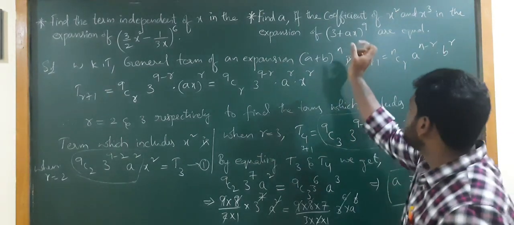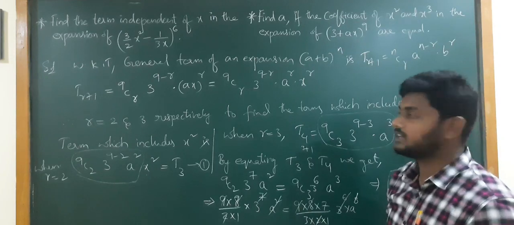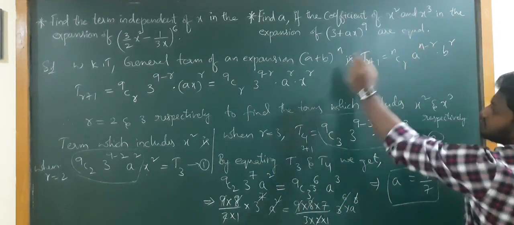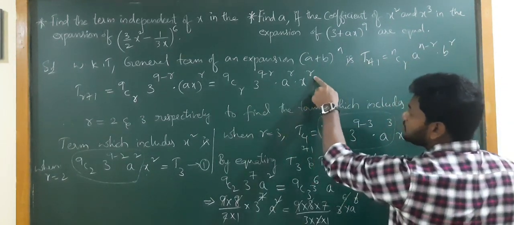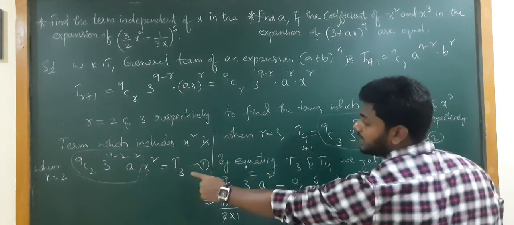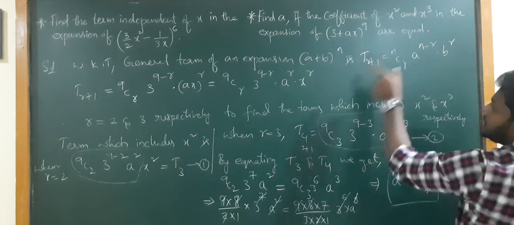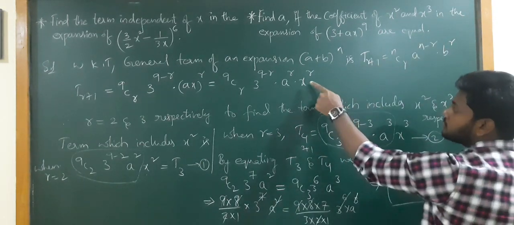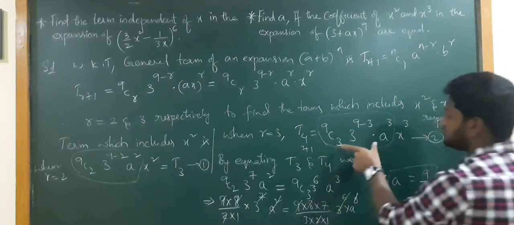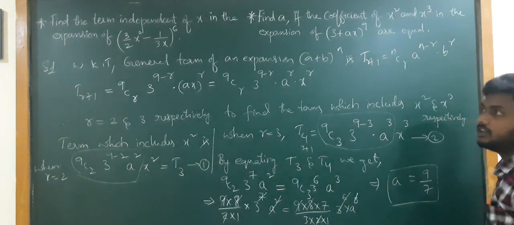See what they said is, the quotient of x square and x cube in the expansion are equal, then we need to find the a. To find the quotient of x square, in the general term, r should be equal to 2, right? Then only it will become x square. So r value equal to 2 will give the T3 term. Next, to find the quotient of x cube, first it should be a term which includes x cube. So if it should be x cube, r value equal to 3. If we substitute the r value, we will get T4. So if we equate T3 and T4, we will get the value of a.